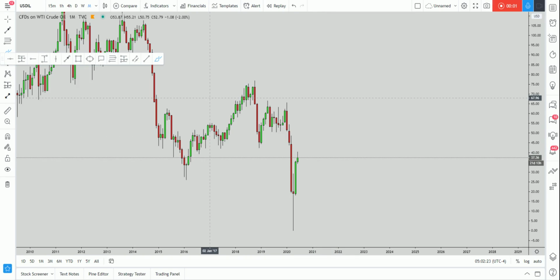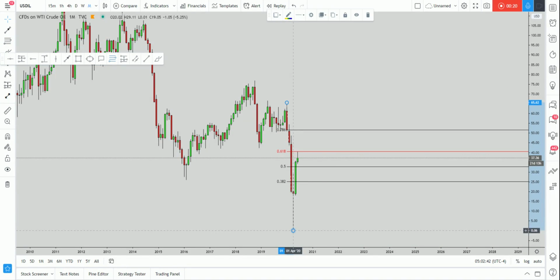Okay, so what kind of situation do we currently have on US oil? The market, from a monthly perspective, has created this very nice overextended M formation, followed by this retracement after obviously the huge crash to the downside. Now, if you want to measure this retracement, what are you supposed to be doing? Taking your Fibonacci from the high to the low of the impulse.